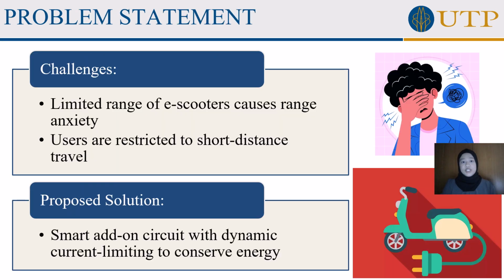The main challenge lies in the manual selection of throttle modes, which can lead to suboptimal battery usage. Users often find it inconvenient to manually adjust throttle settings to conserve power. This inefficiency results in limited operating range, which we aim to address with our solution.